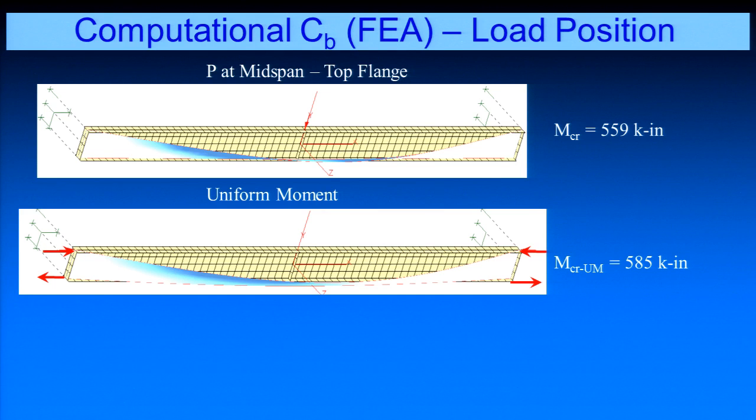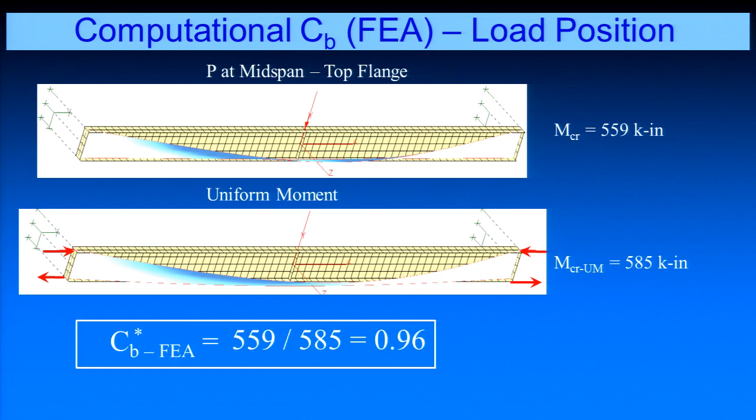If I do a finite element analysis and put the load at the top flange, this is the same basic problem we had before, but now I've moved the load from mid-height up to the top flange. In that case, my moment is around 560 inch-kips, whereas for centroidal loading with uniform moment it was 585. If I back out a C sub B factor, and I put an asterisk here to say this is actually a C sub B with load position, the ratio of what we had for moment gradient versus uniform moment is around 0.96.